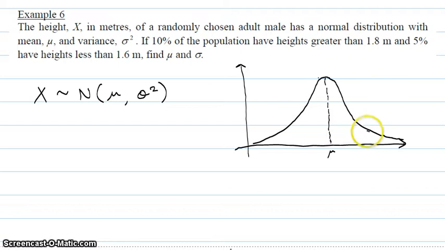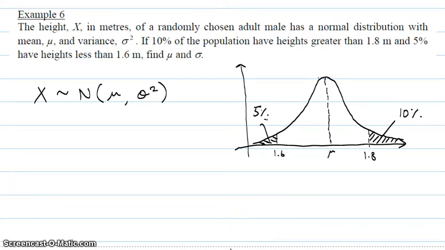I'm told that if I go up here to 1.8 meters, then bigger than 1.8 meters is what? Well, bigger than 1.8, I've got 10% of the population, or 0.1. And I'm also told that if I go down here to 1.6, then below 1.6 I'd have 5% of the population, and I'm asked to find the mean and standard deviation given this information.